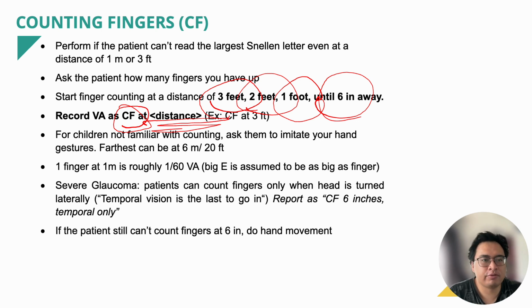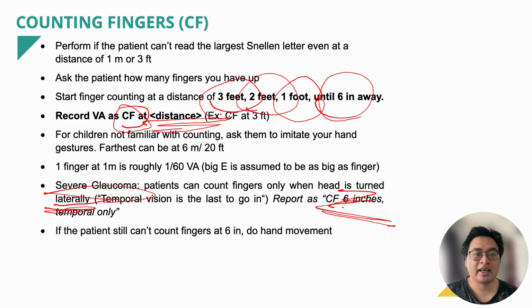How about if there are some visual field cuts, for example, a patient with severe glaucoma. Halimbawa, tinanong mo, ilan po ba ito? Tapos ang reaction ng pasyente, gumanon siya, tumagilid. It's because they could only see at that certain visual field. Then you're going to report counting fingers 6 inches, temporal only. Meaning there's a nasal field cut. Right? Now let's look how hand movement is assessed.